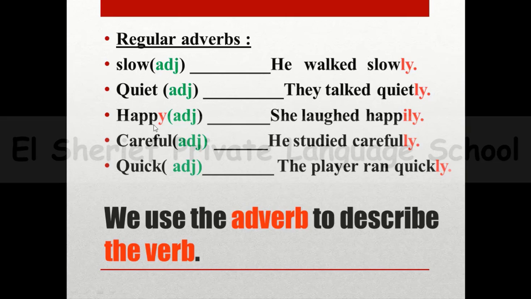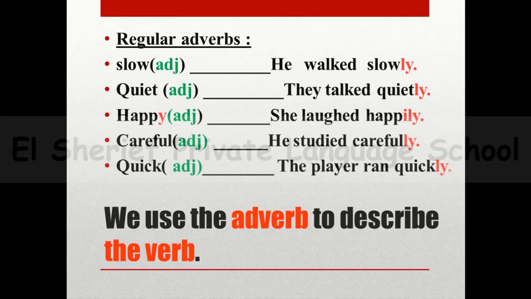Okay. The adjective number 3, happy. Happy is an adjective and it ends with y. So when I have an adjective that ends with a consonant plus y, as you see with happy, we should cancel y and put ily. So we will say she left happily.